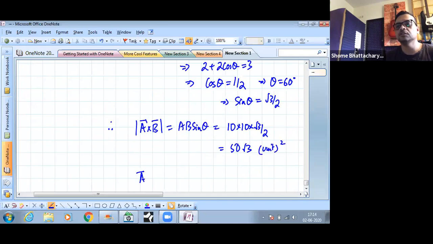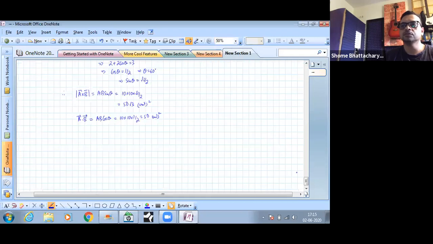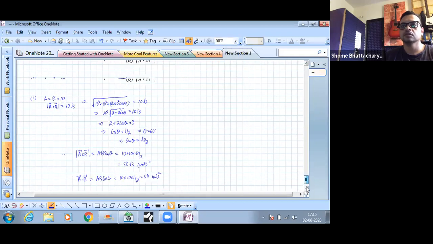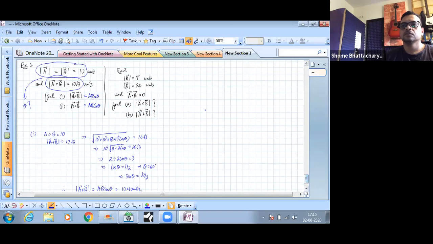And A dot B, which is AB cos theta, is 10 into 10 into half. So that is 50 units square. Okay, so that is the first part. Now you apply the same kind of logic for doing the second part also. Those of you who've done the first and second also do one more.